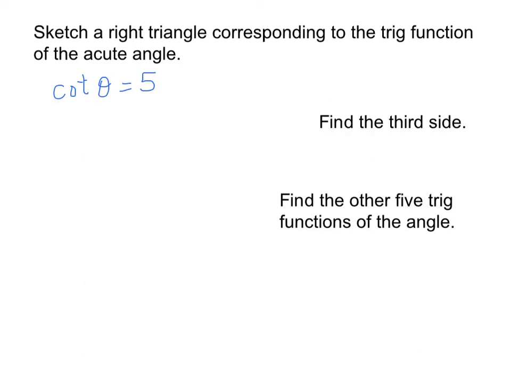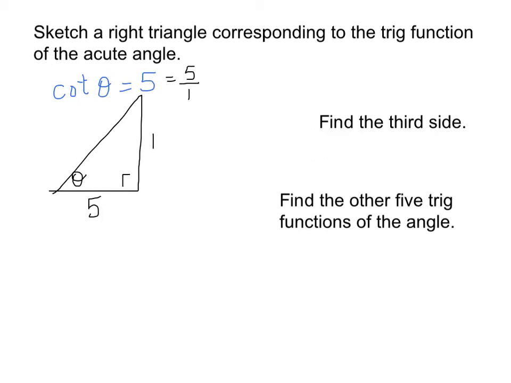Okay, here's another example. We're going to start with cotangent theta equals 5. And so once again, we're going to sketch a right triangle. This time my angle is theta. Cotangent is a reciprocal function, so this is really 5 over 1. It's the reciprocal of tangent, which is opposite over adjacent, so this is going to be adjacent over opposite.